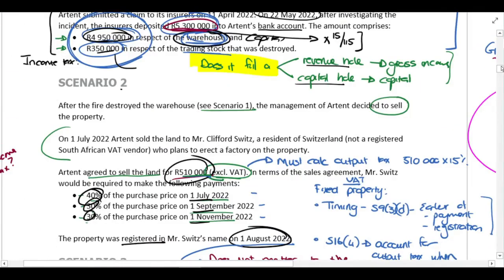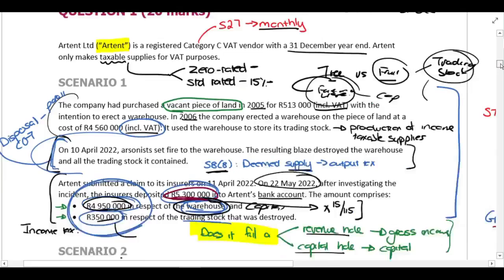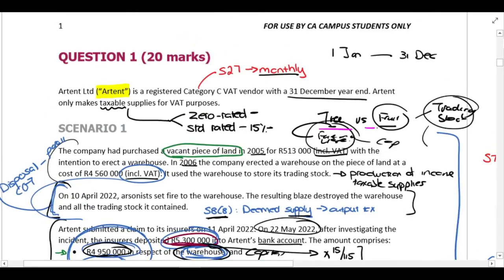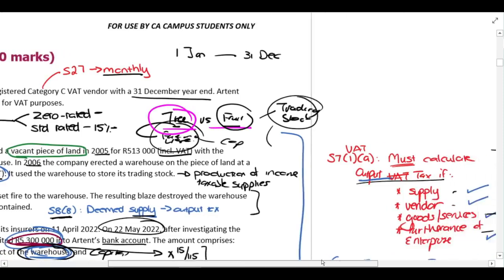Scenario number 2. So this is now the sale of the land. Again, it's the same type of principles. Why did we just sell that land? Is it the tree or is it the fruit? Right, it's the tree, because we used the land that we had when we had the land, we bought it.